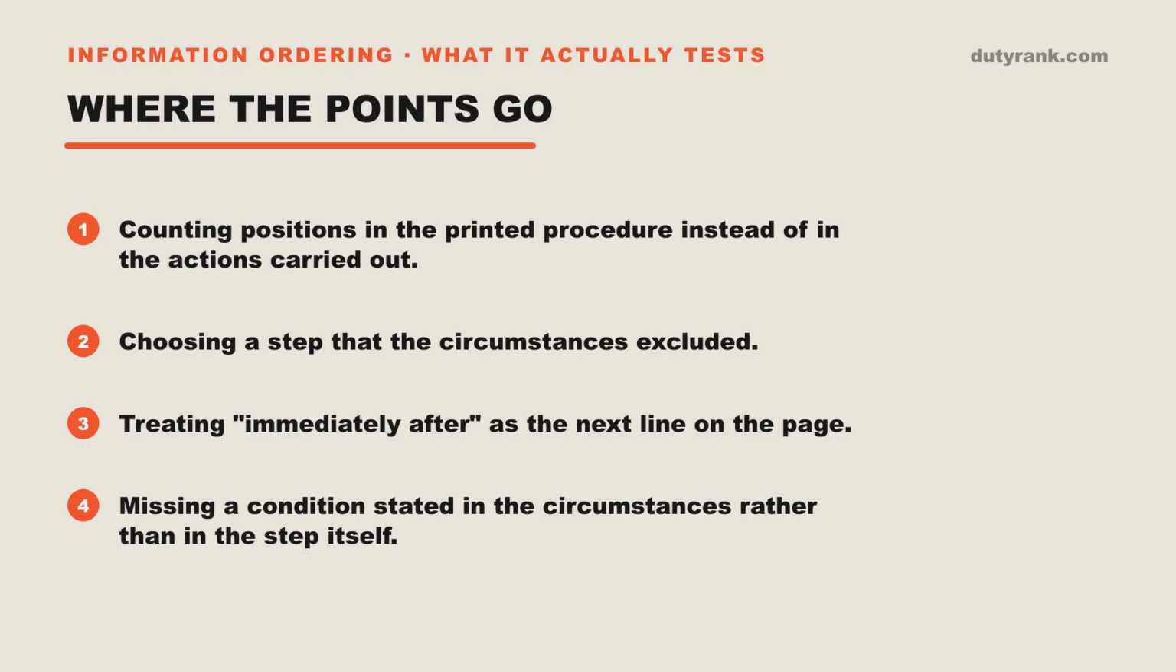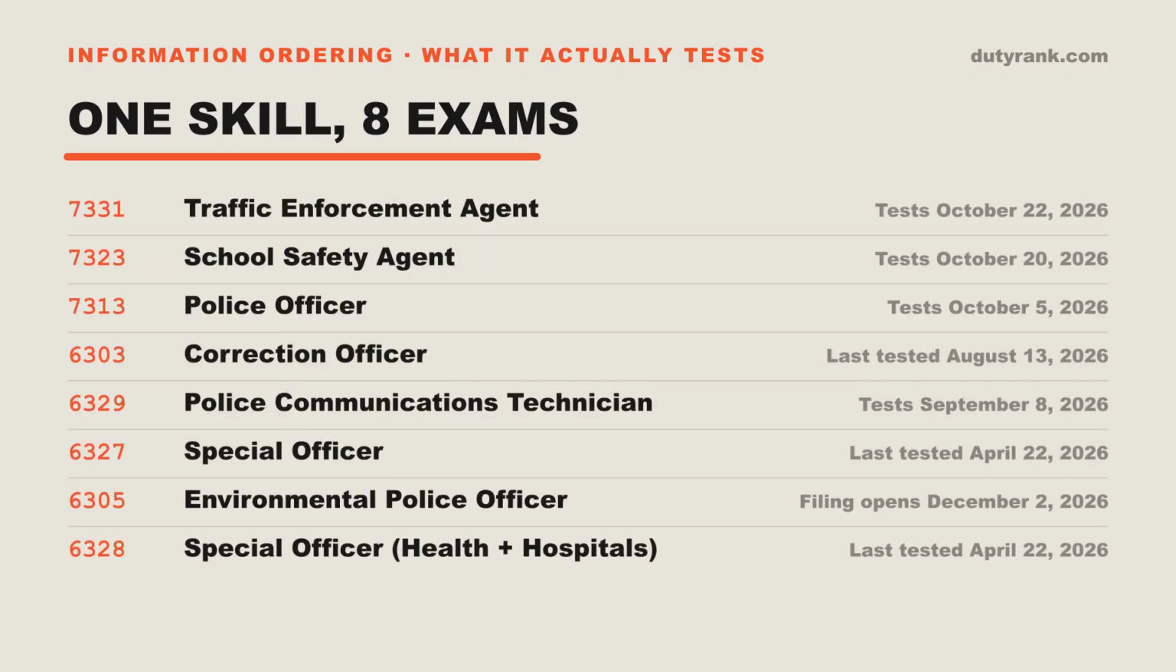First, counting positions in the printed procedure instead of in the actions carried out. Second, choosing a step that the circumstances excluded. Third, treating immediately after as the next line on the page. Fourth, missing a condition stated in the circumstances rather than in the step itself. Every one of those is a habit, which means every one of them is fixable by drilling rather than by studying harder. And this is why it is worth the effort.